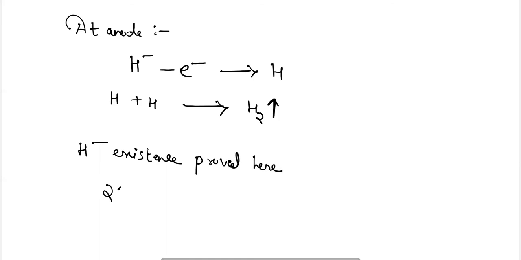The existence of H minus ion is proved here. We see that 2H minus forms H2 gas, releasing two electrons. So by using the electrolysis method we have proved that the ionic hydrides contain hydride ion, which is negatively charged hydrogen.